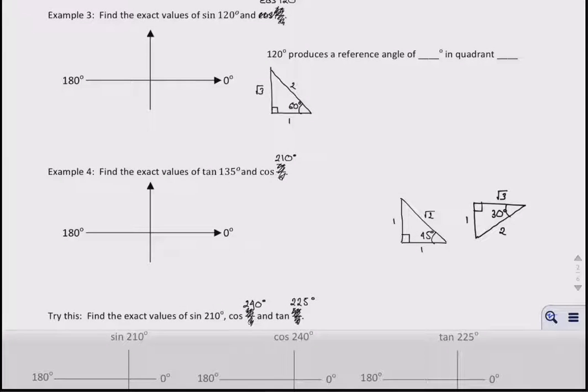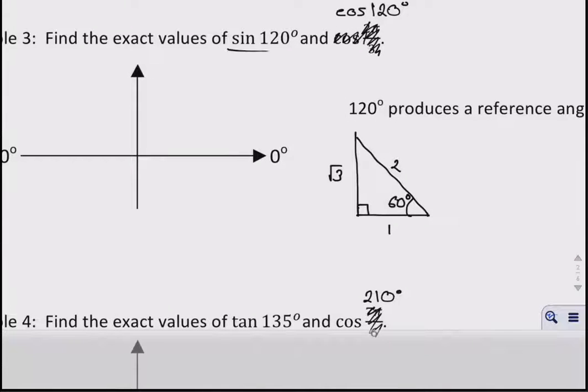So in example number 3, we're looking to find the exact value of sine of 120 and cosine of 120. Now, in your handout, you have this 2 pi over 3 business. I cross it out. That has to deal with radian measure, which we used to address in this course, but not anymore. Next year, you will in grade 12 advanced functions. So for now, just replace that 2 pi over 3 with cosine of 120.